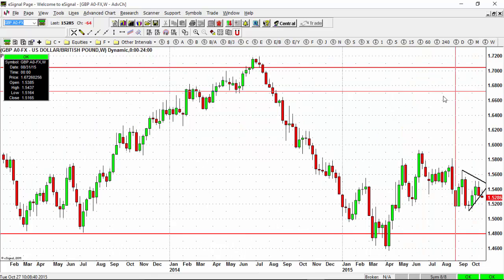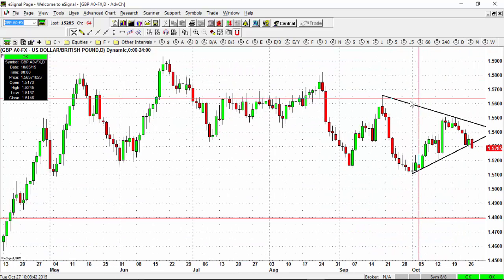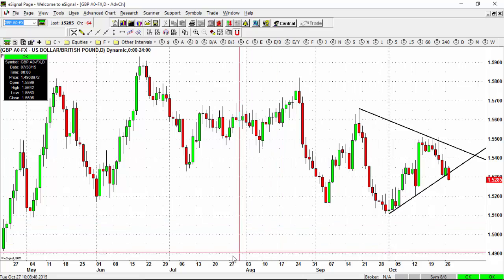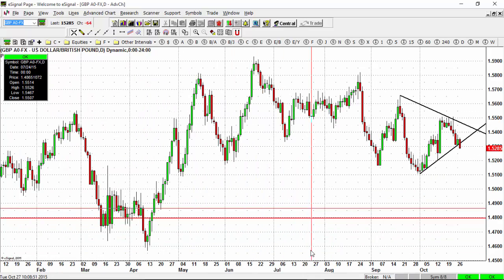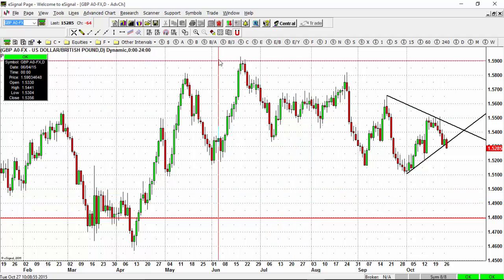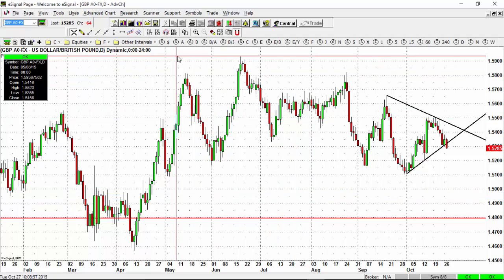For our Forex income system members, we're actually short this market, and we're looking firstly for the market to break the 151 level, and if it does break the 151, for it to head down to the 148 level.